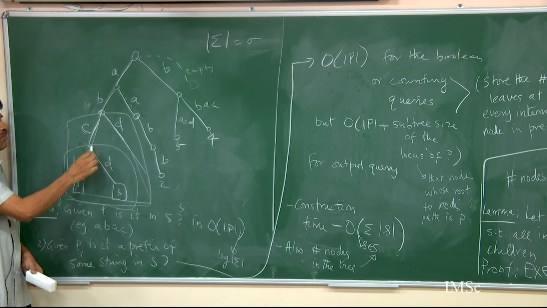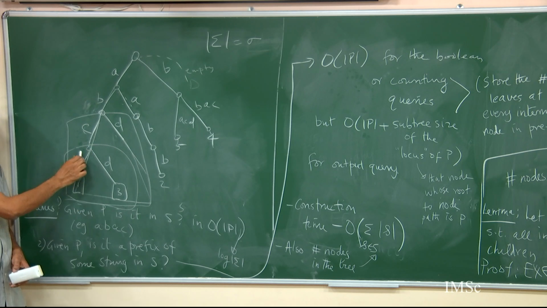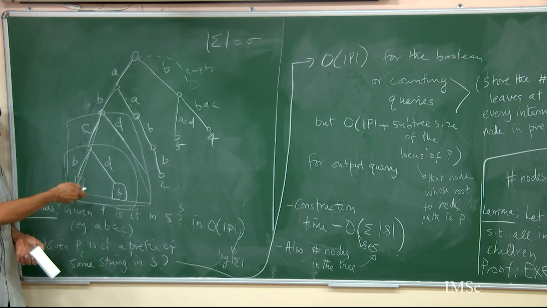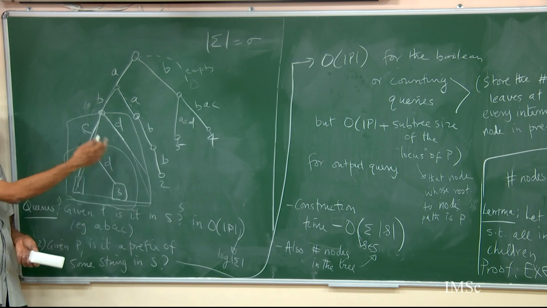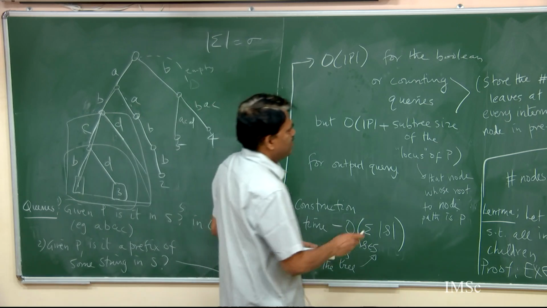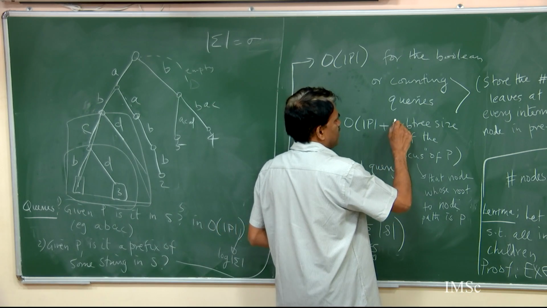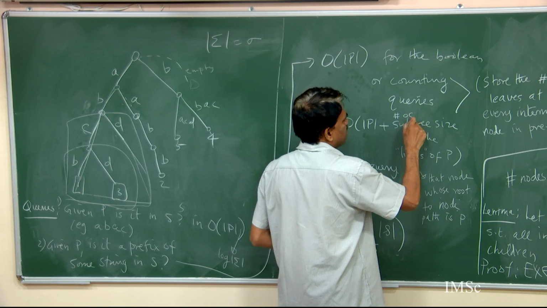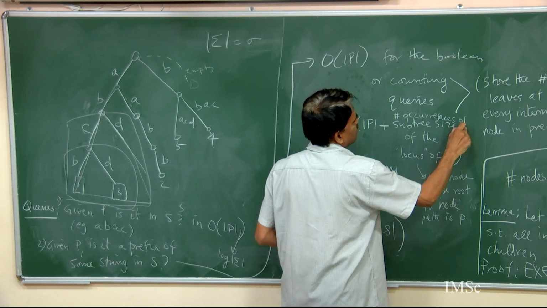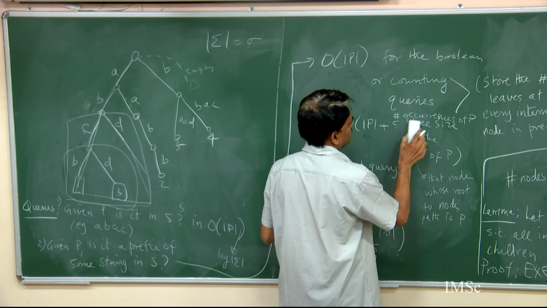Now, what can you say about the subtree size? How many nodes can there be in the subtree? Use the same argument there. If there are k leaves here, then it will be like 2k. So this is nothing but the pattern size plus the number of occurrences of p, because this is the number of leaves in the subtree.